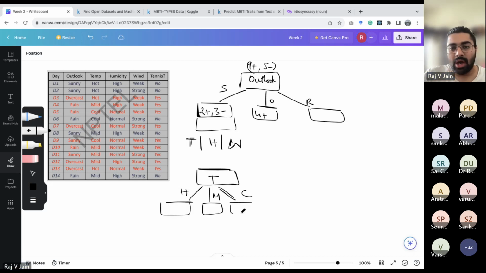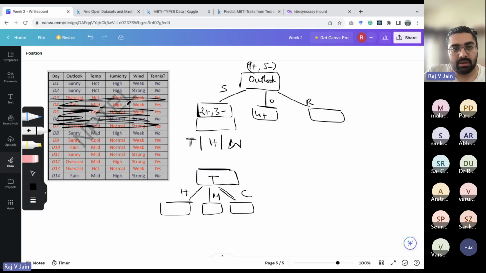So now we have to look at only outlook equal to sunny. Only for those rows we have to select, because the examples here have only outlook equal to sunny. So all of these are gone. We don't care about any of these examples. All right. So this is also gone, and this whole set is gone.